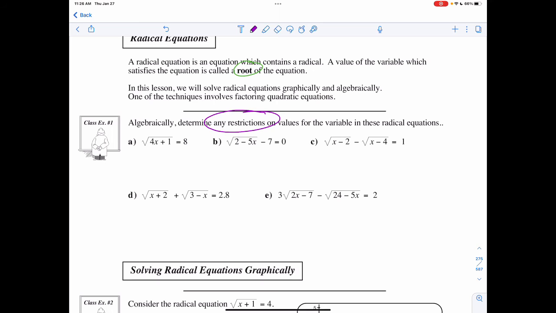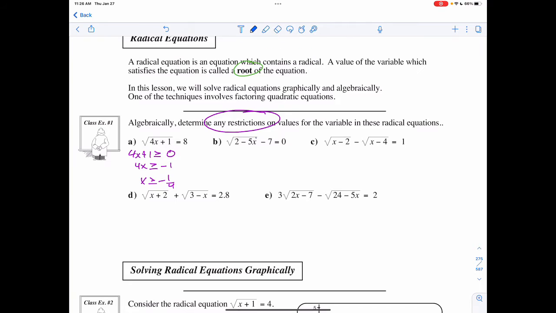When I'm finding the restriction on the variable, I'm going to say that 4x plus 1, what's inside the radicand, has to be greater than or equal to 0. Anything that's not inside the radical doesn't matter for a restriction, which means that 4x is going to be greater than or equal to negative 1, or x is going to be greater than or equal to negative 1 over 4. And there's my restriction.